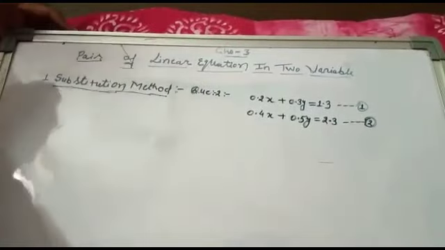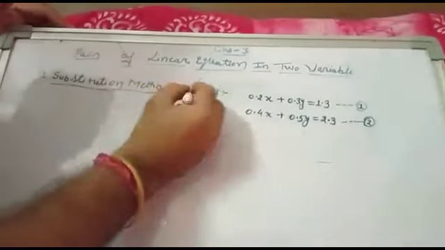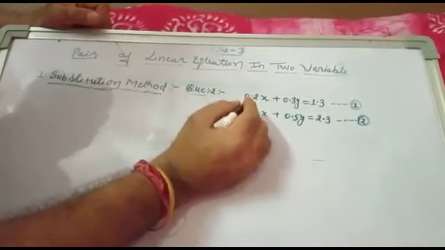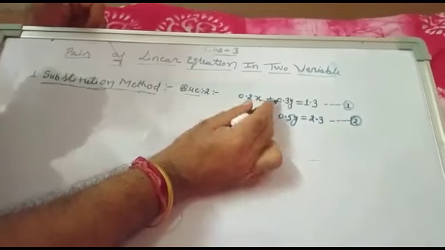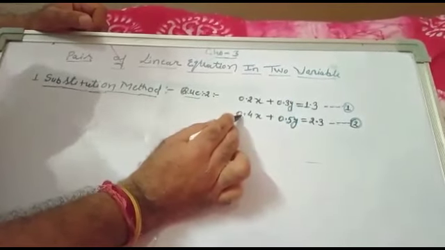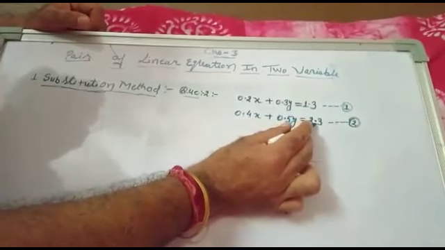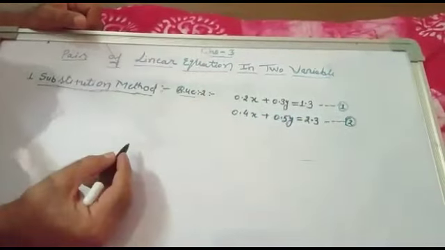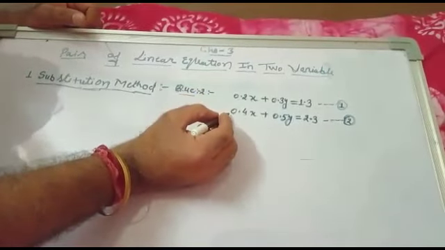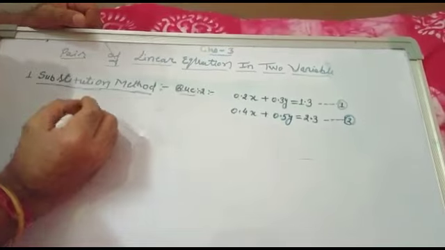Hello student. The first method, substitution method, question second. The first equation says 0.2x plus 0.3y equals 1.3, and the second equation says 0.4x plus 0.5y equals 2.3. The two equations are in decimal form, then we change them to simple form.